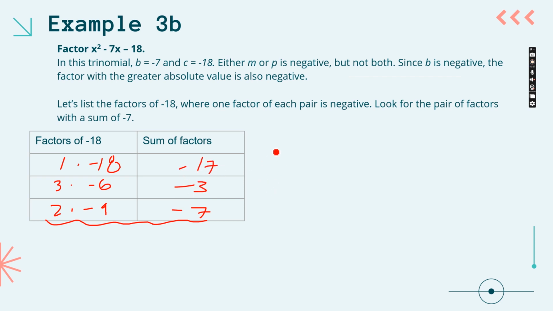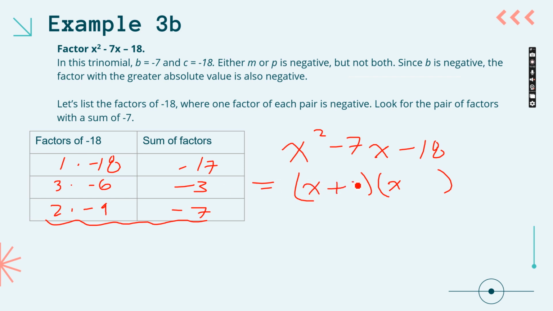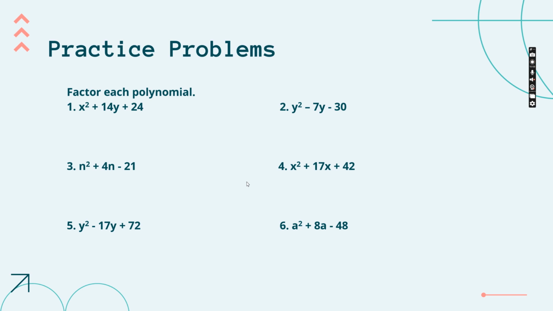And then from here, we just have to write it out in its factored version or factored form. So this includes two parentheses or two grouped binomials, and then inputting the number here, right? So x plus 2, because we have a positive 2, and x minus 9 because 9 is negative. And that's it. We have some practice problems here.